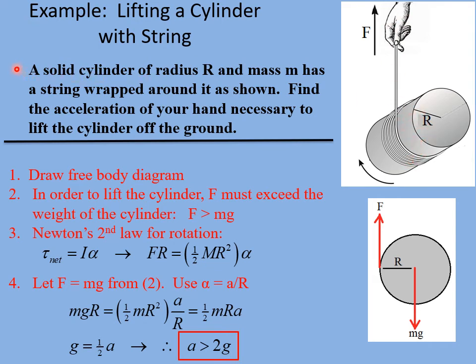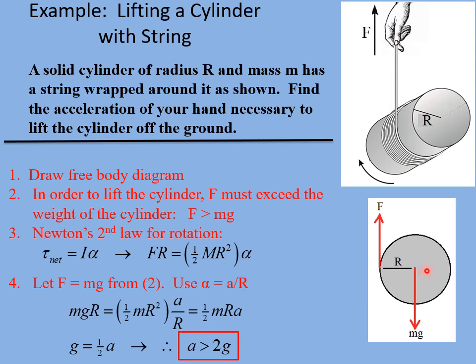So we're going to analyze this problem here. A solid cylinder of radius r and mass m has a string wrapped around it as shown. Find the acceleration of your hand necessary to lift the cylinder off the ground. So here is a free body diagram of our cylinder looking at the end. Notice this is the string force, the tension in the string, which is basically what you're pulling with here.